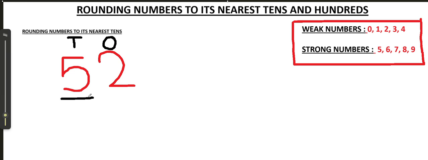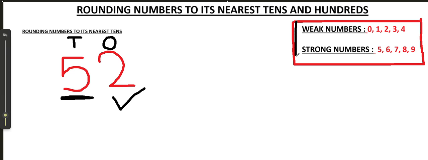So I am going to underline this 5 because 5 belongs to the tens place with a T written at the top. Now we are going to look at the number which is to the exact right of the number that I have underlined. I have underlined 5, which belongs to the tens place. So I'm going to look to the exact right of that number, which is a 2. I'm going to put a tick on that.